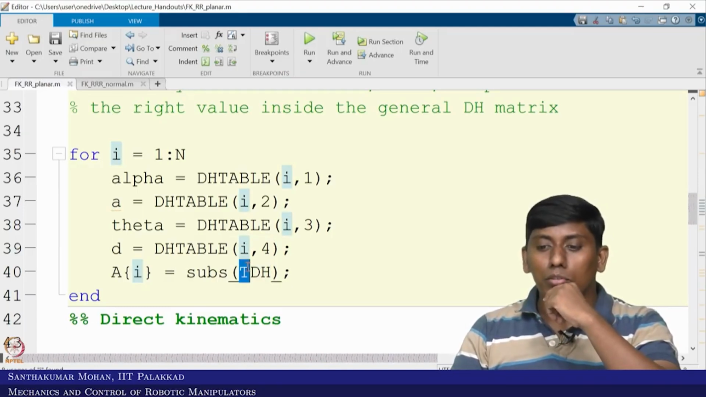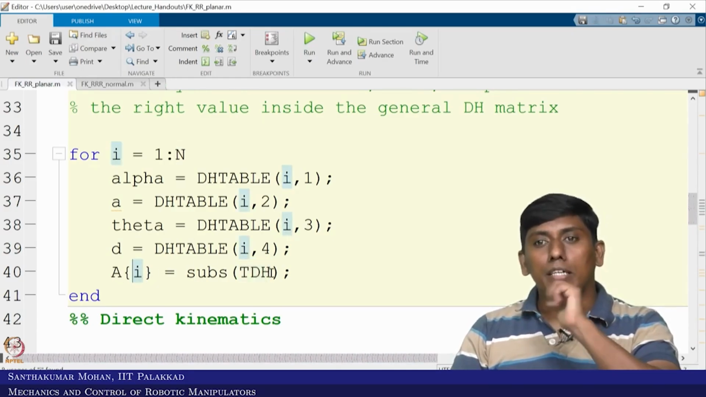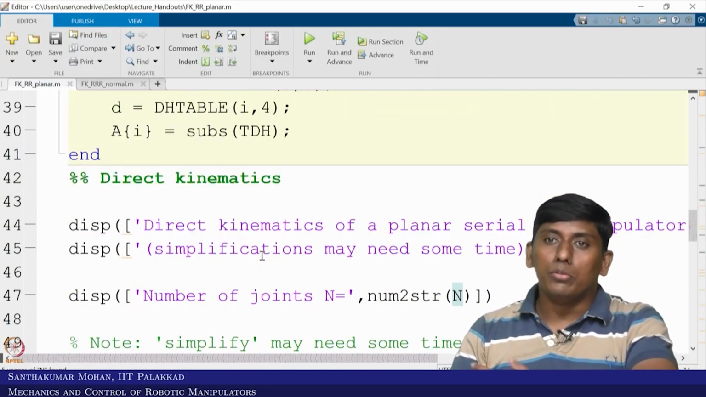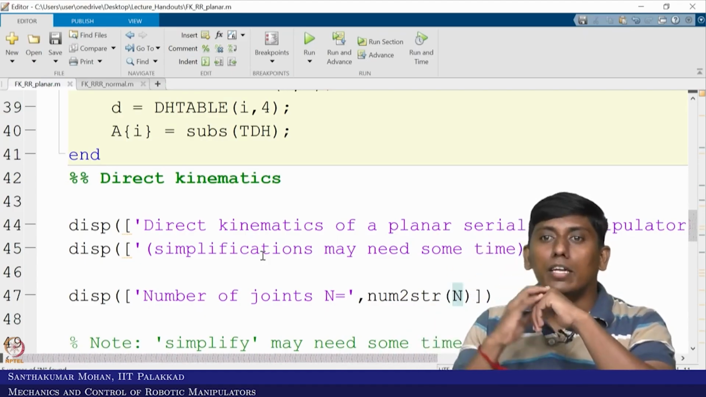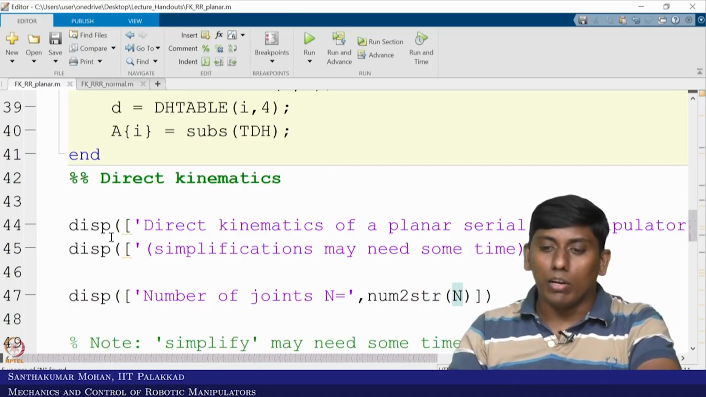that will give T01, in the sense T1 of 0. The second iteration would be the second cell, that would be T2 of 1. The third cell would be T3 of 2, that we would be getting. So once you get individual transformation matrices, then you can post multiply and get the final solution. So for that we are displaying it.